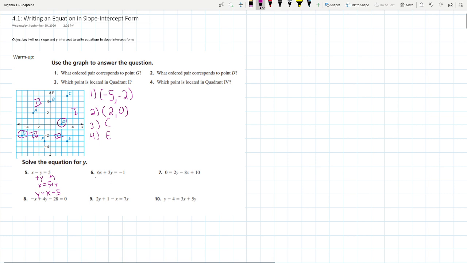Number 6, I'm going to subtract 6x from both sides, which leaves me 3y equals -6x minus 1. Divide everything by 3, and I get y equals -2x minus 1/3.